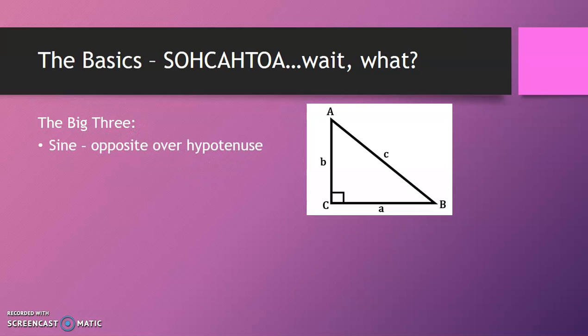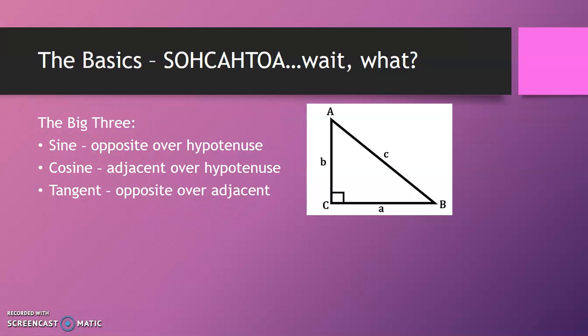The first one is called sine, and this is when you set up the opposite over the hypotenuse. The second is called cosine, and that's when you set up adjacent over hypotenuse. The third is called tangent, and that's when you set opposite over adjacent. So that's where this abbreviation SOHCAHTOA comes in.